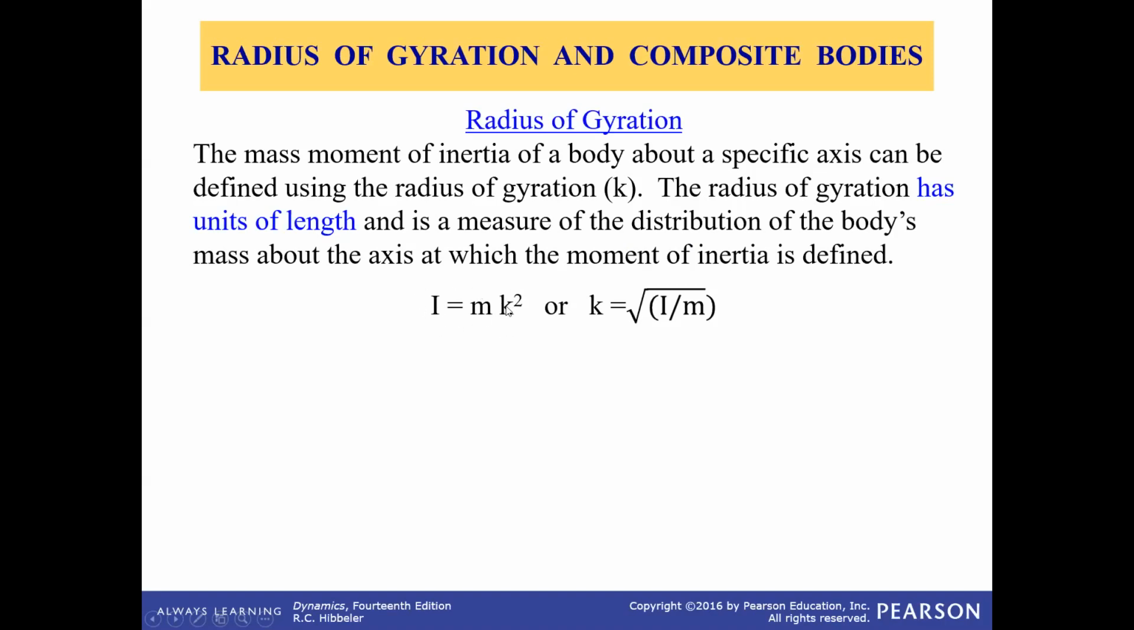Then you rearrange the terms: you divide both sides by m and solve for k. So k is equal to the square root of I over m. To calculate the radius of gyration k, you calculate I first, divide by the overall mass, and then take the square root of it. The radius of gyration has the same unit as length, and it measures the distribution of the body's mass about the axis at which the moment of inertia is defined.